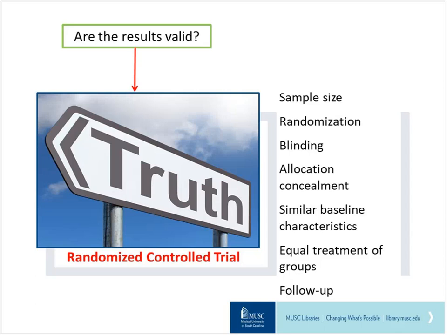So equal treatment of the groups is really important in randomized controlled trials, because you want to make sure that the only thing that is different is that intervention. And then finally, looking at follow-up. Was it long enough, and how many participants actually finished the study?